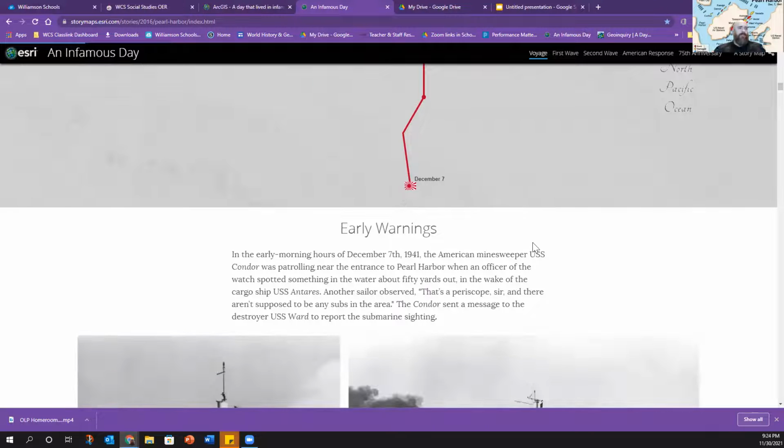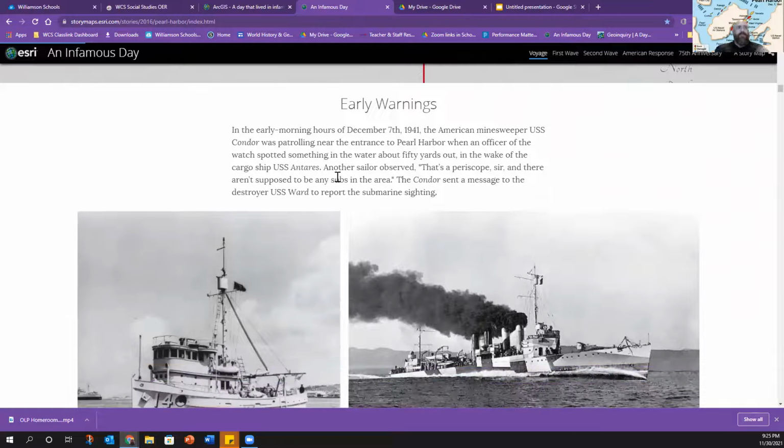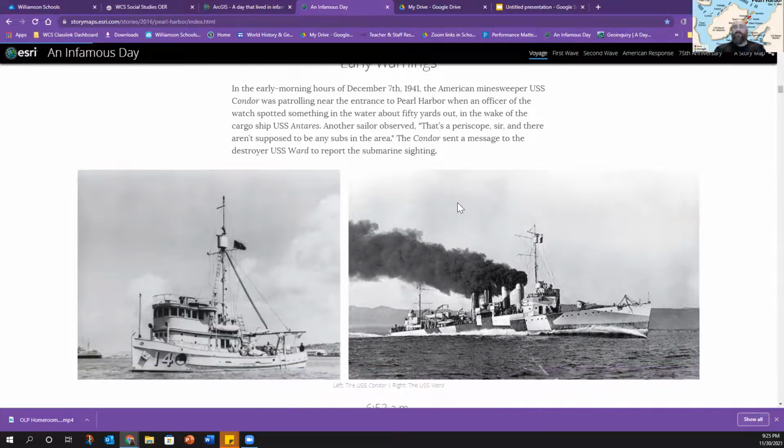It's great, right? So here's what I alluded to before. There's a minesweeper. So obviously they're going to patrol Pearl Harbor, and the minesweeper was patrolling near the entrance of the harbor. And they spotted something, a periscope in the water, right? And so they're like, hey, there's a sub in Pearl Harbor, which, in my mind, should have set off tons of alarms.